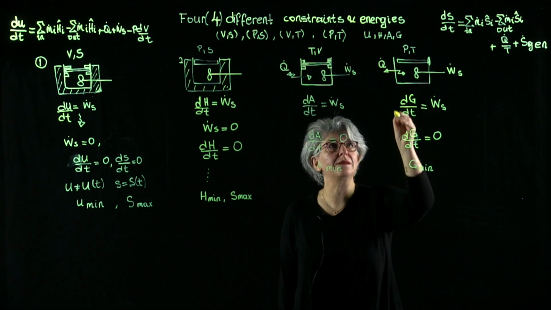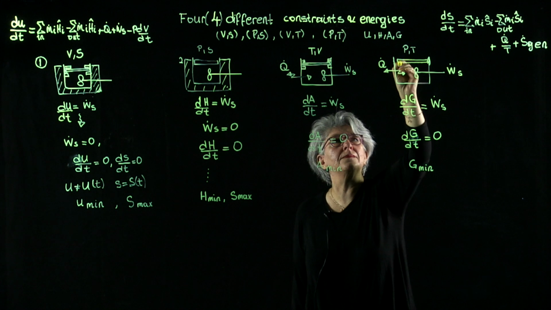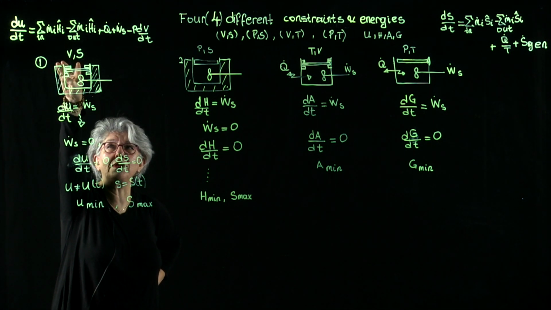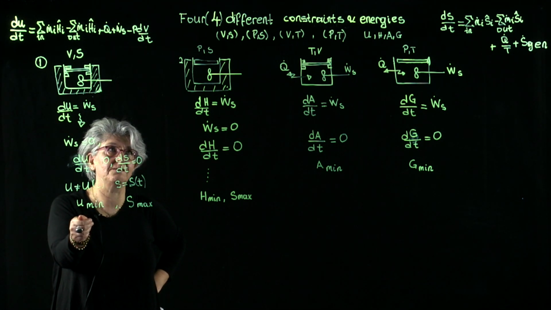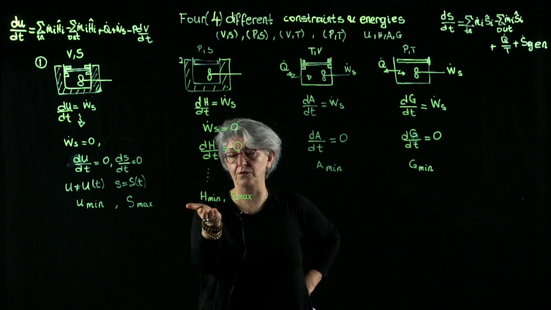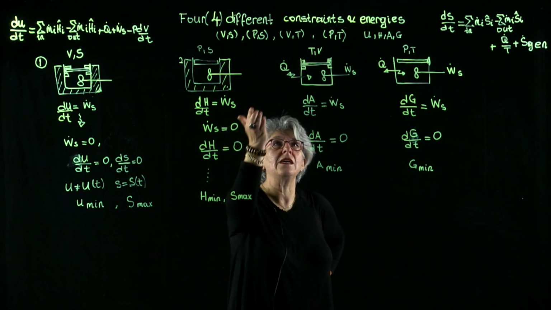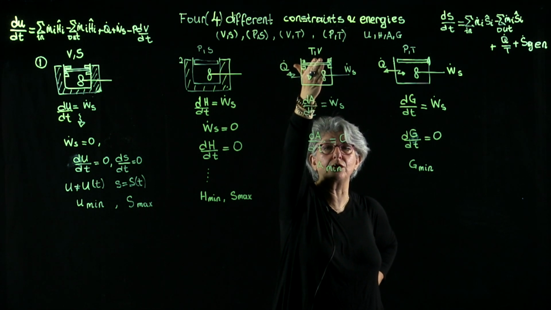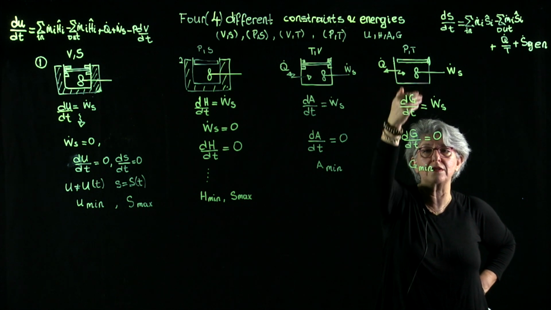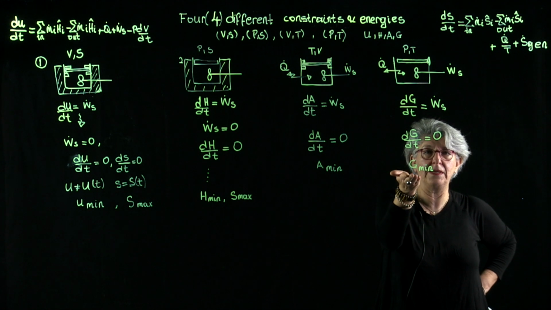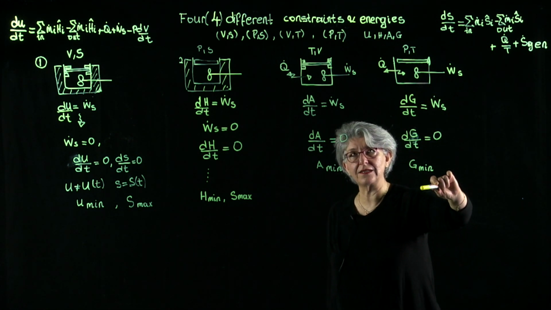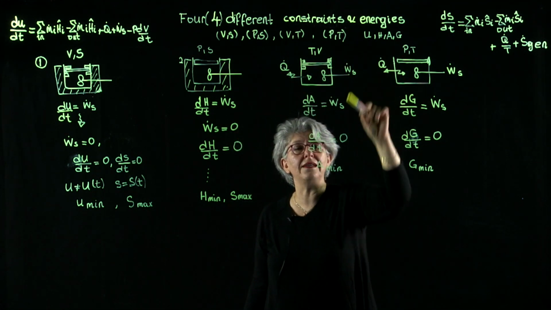As a result, let's summarize. If I evolve a system at constant volume and entropy, the system will achieve a minimum internal energy. If I evolve a system at constant pressure and entropy, it will evolve to a minimum enthalpy. If I evolve a system at constant temperature and volume, it will evolve to a minimum Helmholtz free energy. If I evolve a system at constant pressure and temperature, it will evolve to a minimum Gibbs free energy. All right? So those are the constraints in relationship to the energies.